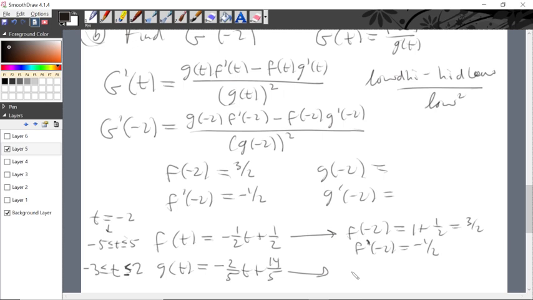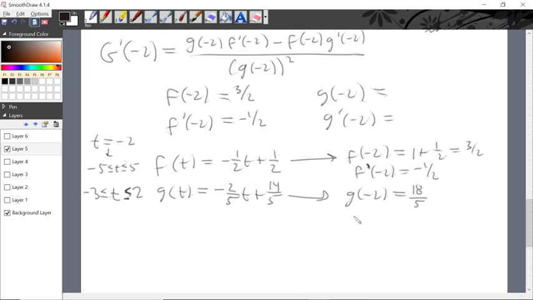And g of t, use that to find g of negative 2. G of negative 2, we're going to get positive 4/5 plus 14/5. That gives us 18/5. And then g prime of negative 2 is negative 2/5, the slope of that line. All right, negative 2/5. And g of negative 2 was 18/5.